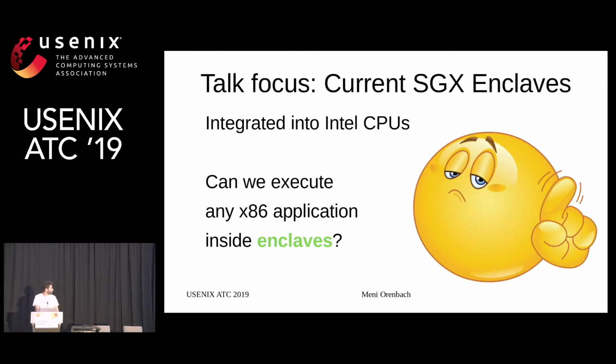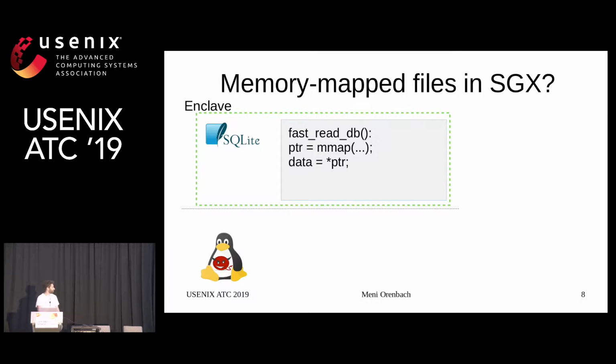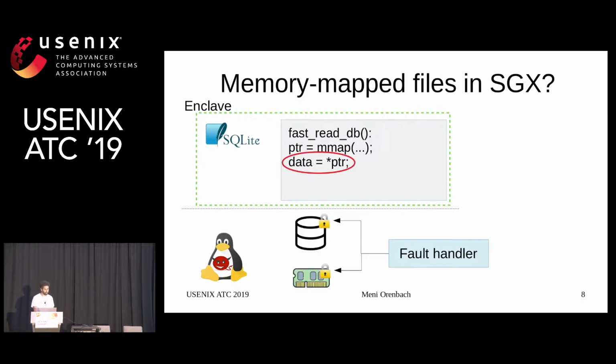This current talk will focus on the current architecture of SGX enclaves that are integrated into recent Intel CPUs. And the question we asked ourselves was, can we execute any application inside of enclaves? Unfortunately, the answer to that is no. As an example, we look at memory mapped files. SQLite has a way to quickly read the database file by memory mapping it to its address space. Then it will just access the memory as it would with any pointer to read the file contents. This will trigger, if the page is not physically available, a fault handler that will read the page contents.